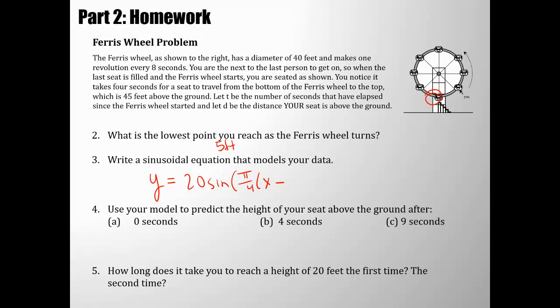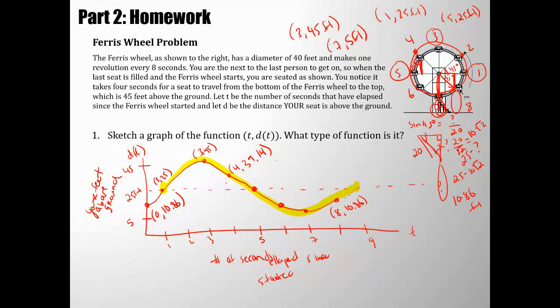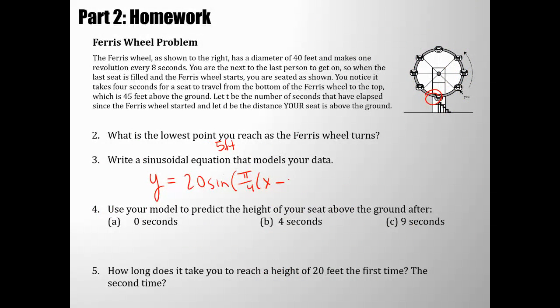X minus, when I figured that out, you were at spot number 1, so that was 1 second. So x minus 1, and then the middle is 25. Let's use our model to predict some things. I'm gonna try not to use my calculator because I have pi over 4 and I know how to work with pi over 4.